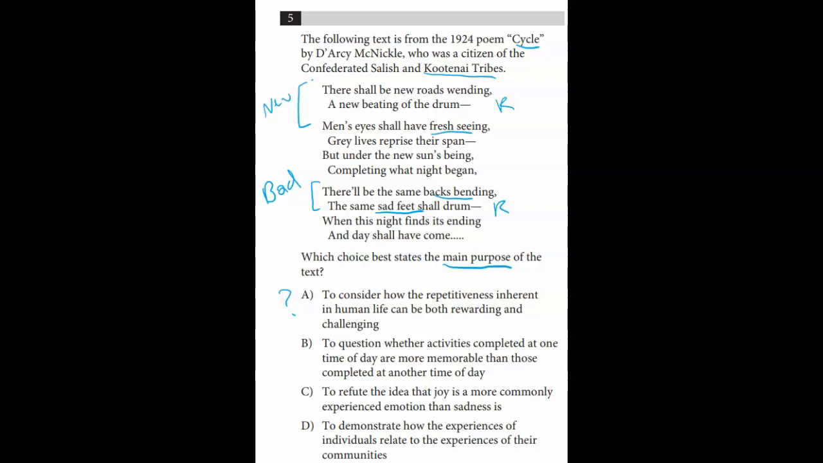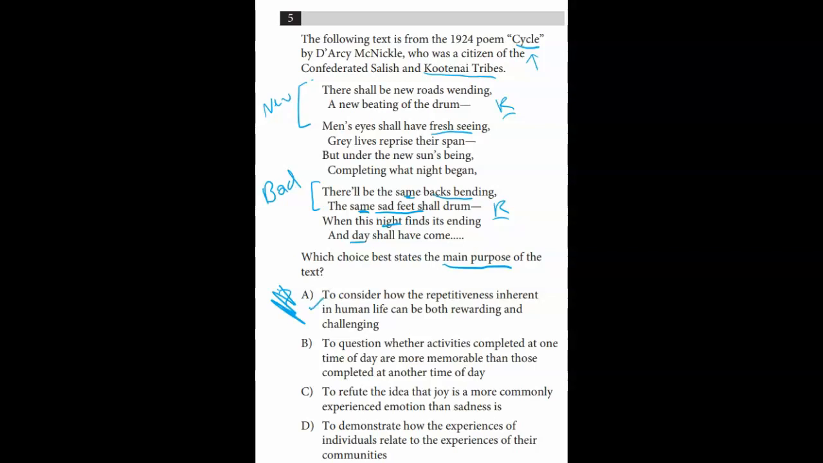It is repetitive, and it's talking about a cycle, and it looks like the cycle is referring to days because you see night and day. So yeah, if it's talking about a cycle, night and day is a cycle. It's repetitive because it mentions drumming, the same backs bending, the same sad feet shall drum. You know what? The more I read about it, the more A's looking good. We'll take out this question mark. We're going to give it a check.